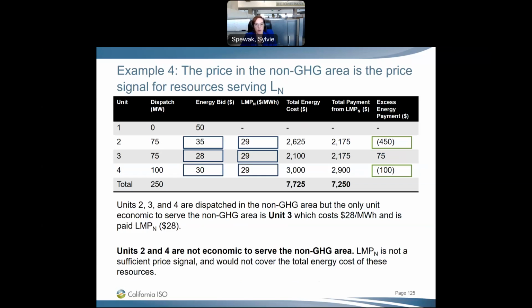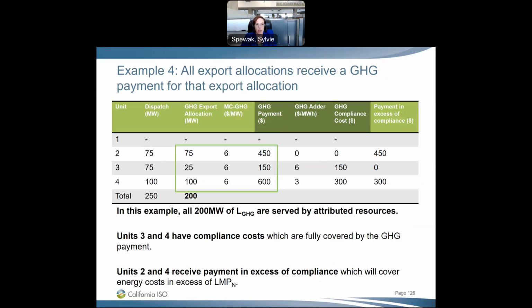Similar to what we've seen before, units 2 and 4 have energy bids in excess of LMP. So they're going to need $450 and $100 respectively in order to be made whole. But these resources are also not being dispatched to serve load in the non-GHG area, so we'll make that up through the GHG payment.